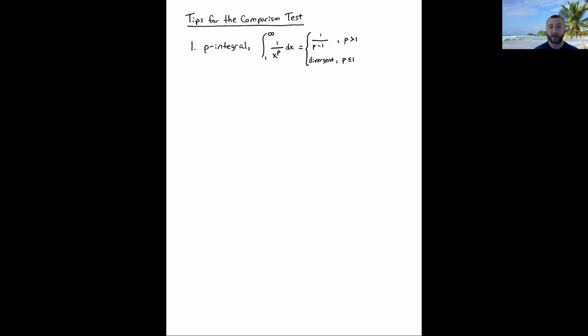If p, the power, is bigger than 1, the improper integral converges. There's the value there for it, 1 over p minus 1. And if p is equal to or less than 1, the improper integral here diverges. All right, this is going to be popping up a lot in the examples where we apply the comparison test.